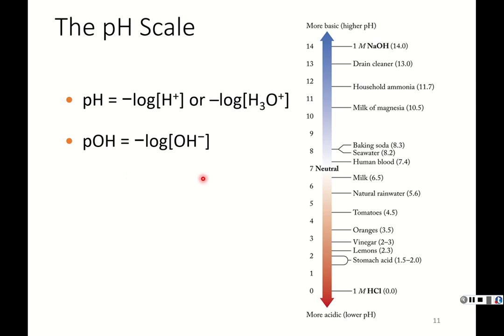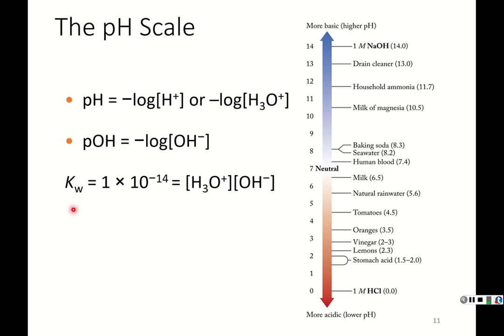If we look on the scale here, starting at neutral 7 pH, some of the more household items you'd run into are listed with their pHs. A very strong base, NaOH, would be a 14 pH at 1 molar. And going lower, we go into the acids, and some of those are listed. A very strong acid, 1 molar HCl, would have a pH of 0.